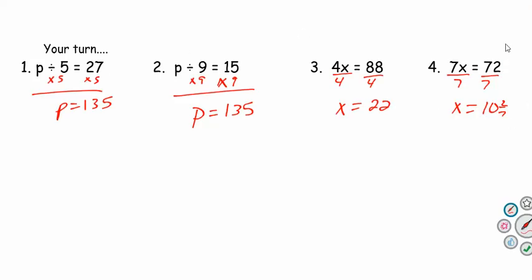All right, guys, check your answer. I didn't mean for this number 4 to not work out. Sorry about that. Don't worry about that one. And I didn't know these two would be 135. How cool is that?